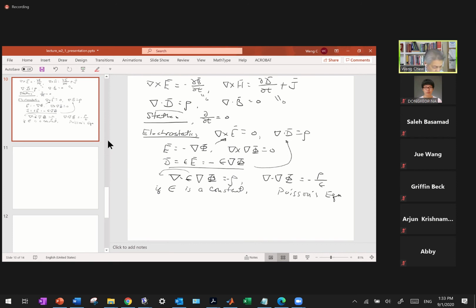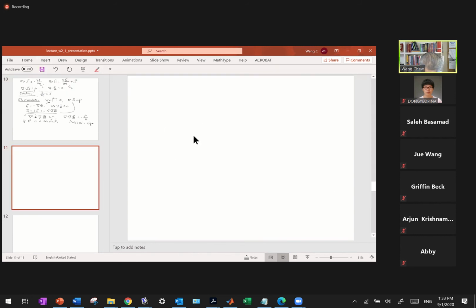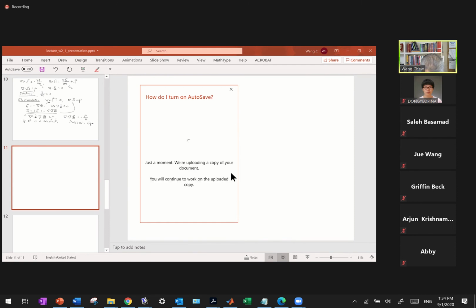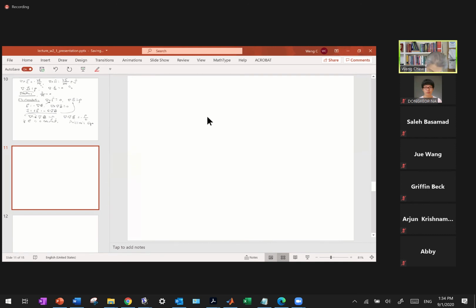And then we have the other, magnetostatic equation. We have the case when, say, let me put on auto save, then maybe it would just save onto the thing. Okay, I think it will automatically save my slides.